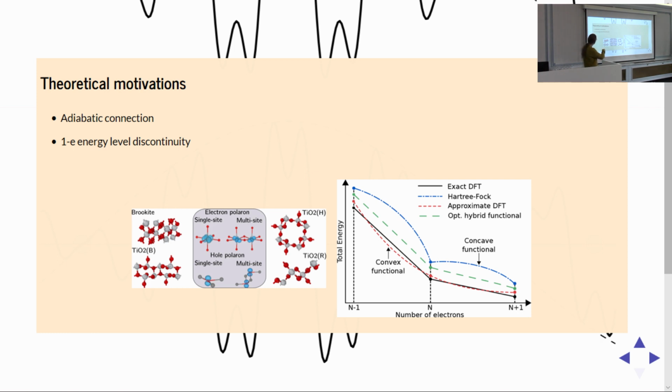Theoretically, I won't go into it, but you can derive some expression based on a so-called adiabatic connection, going from a non-interacting system and turning on an interaction. You can come out with something that should look a little bit like these hybrid functionals. And another argument that I'll try and illustrate in a moment is this so-called one electron energy level discontinuity, also known as the self-interaction correction.